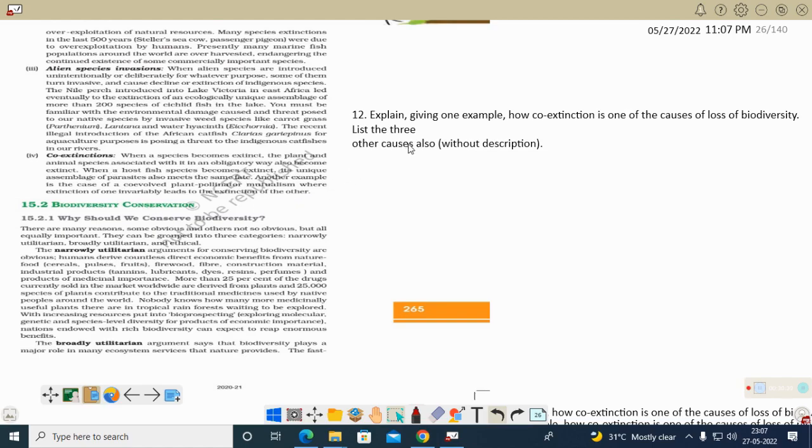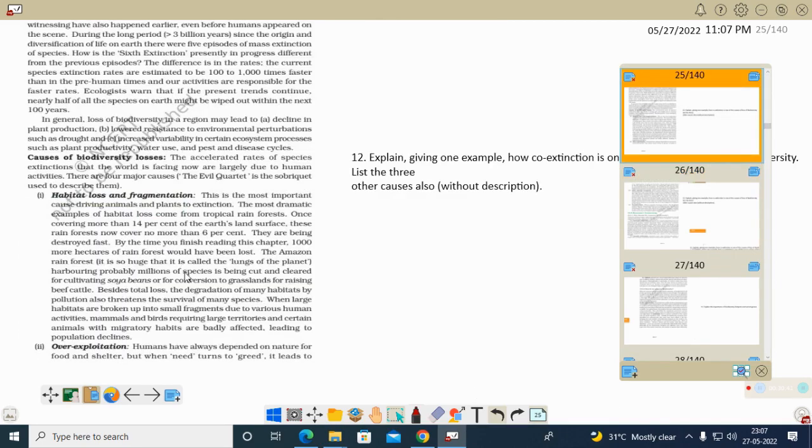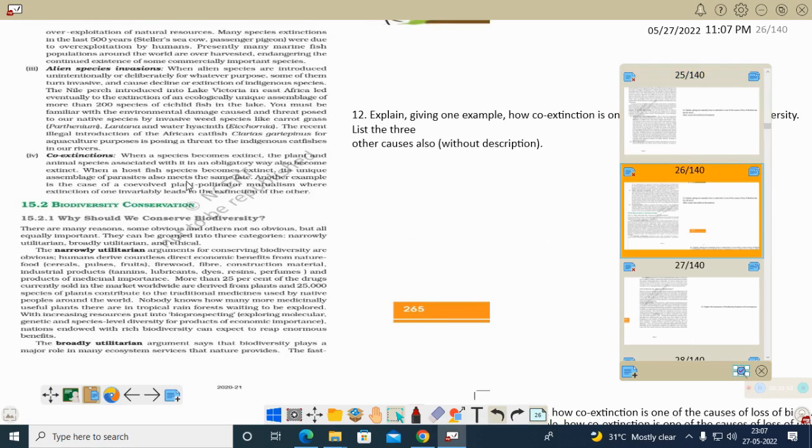Next part of the question, list the 3 other causes also. Another cause is alien species invasion, and another cause of extinction of species is habitat loss and fragmentation. This is the major cause of extinction of living organisms. Next one, overexploitation. So habitat loss and fragmentation, overexploitation, and alien species invasion, along with co-extinction, are the different reasons for the extinction of living organisms.